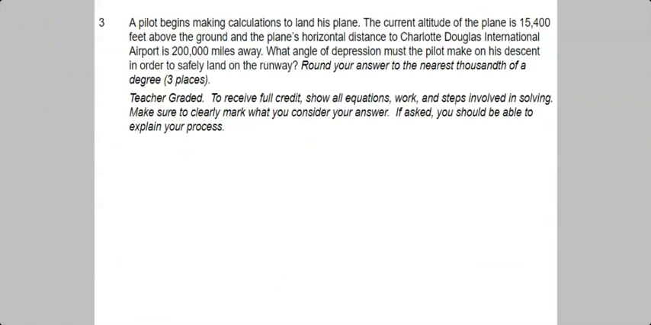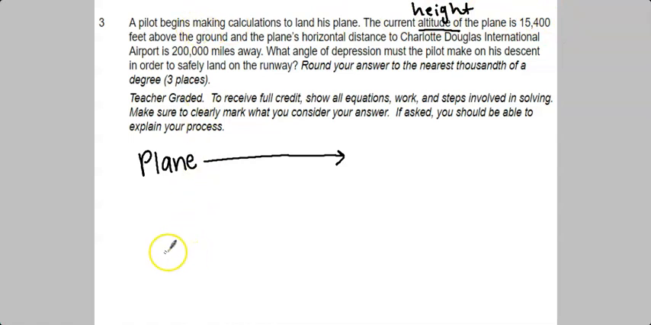All right, a pilot begins making calculations to land his plane. So that means his plane is up in the air. So you could draw a plane, or you could just write the word plane. And the pilot was, of course, moving straight ahead, but they're going to be working on landing their plane. Okay, the current altitude, remember altitude means height, is 15,400 feet above the ground. So if we've got the ground, it means the plane from up in the air to the ground, again, is 15,400.